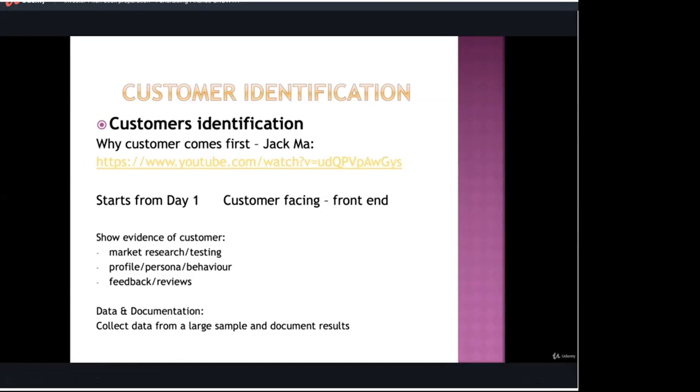You can provide evidence for this from customer feedback, reviews, surveys, market research, testing, having customer persona profiles, examining customer behavior, and from customer experience. All data you collect must be from a large and diverse sample. Customer interaction must be regular and a daily exercise.